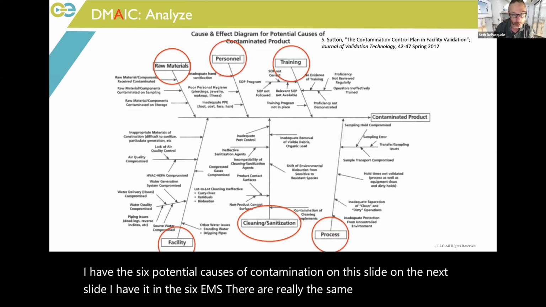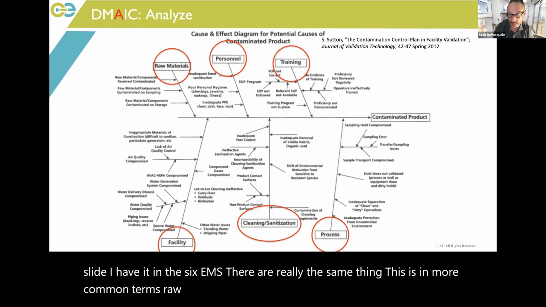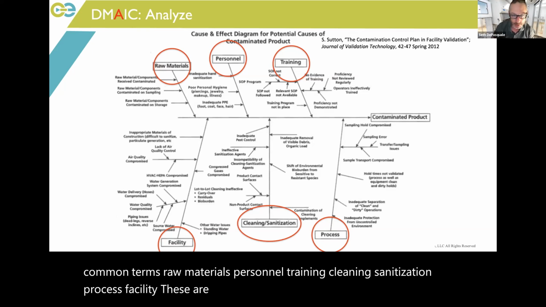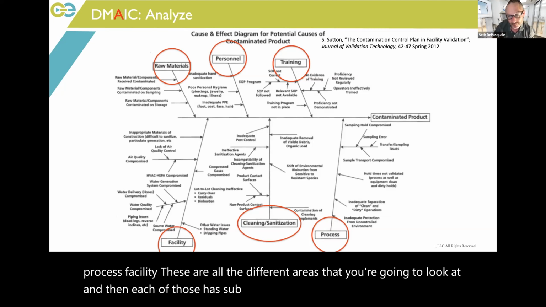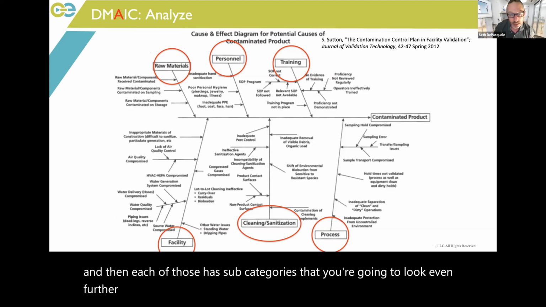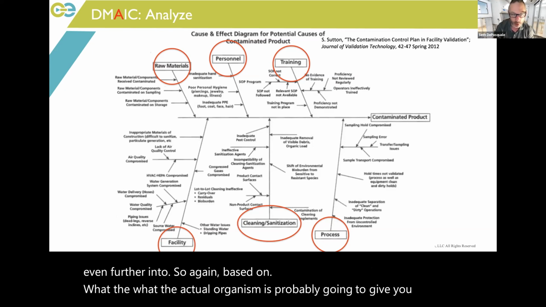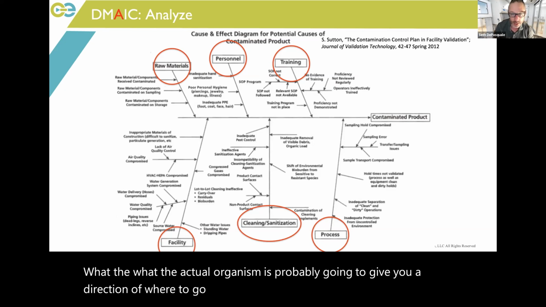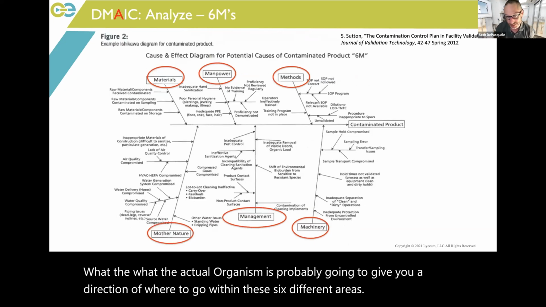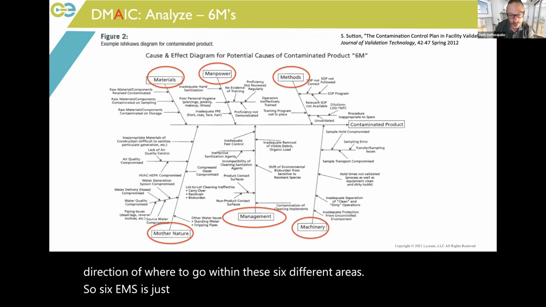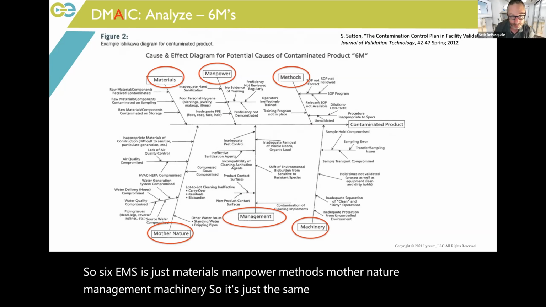This is in more common terms: raw materials, personnel training, cleaning, sanitization, process, facility. These are all the different areas that you're going to look at. And then each of those has subcategories that you're going to look even further into. So again, based on what the actual organism is probably going to give you a direction of where to go within these 6 different areas. So 6 M's is just materials, manpower, methods, Mother Nature, management, machinery. So it's just the same thing, just labeled a little bit differently.